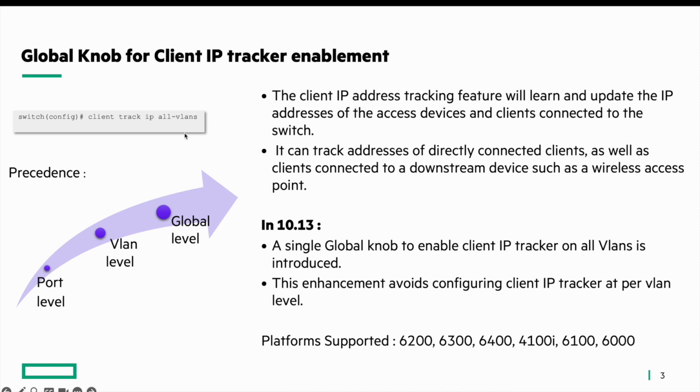This command issued will track the client IPs on all VLANs present. Let's say we have 1000 VLANs, it is applied to all the VLANs. And it is a very minor feature enhancement, supported on the 6200, 6300, 6400s, 4100i and the Matrix platform 6100 and 6000 series. Thank you for watching the session.